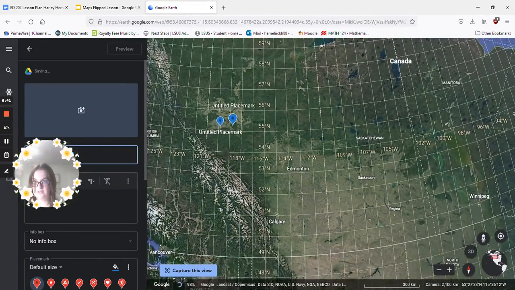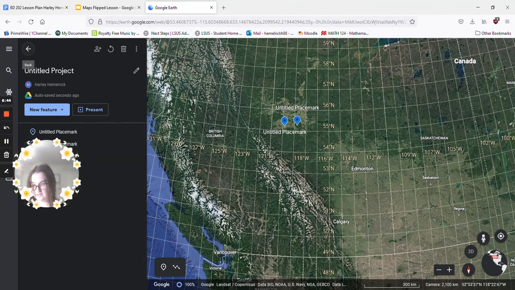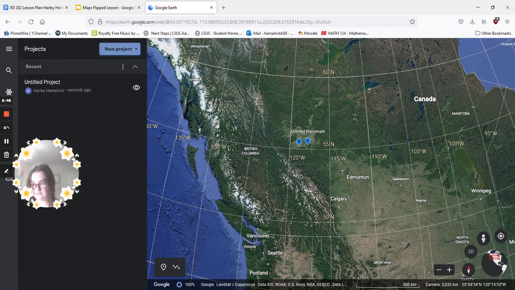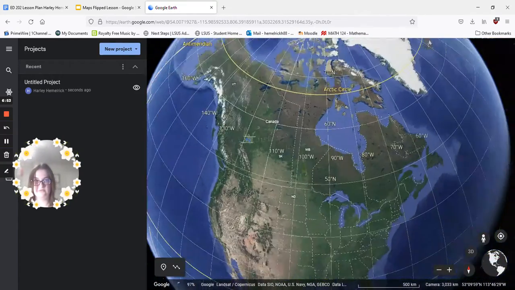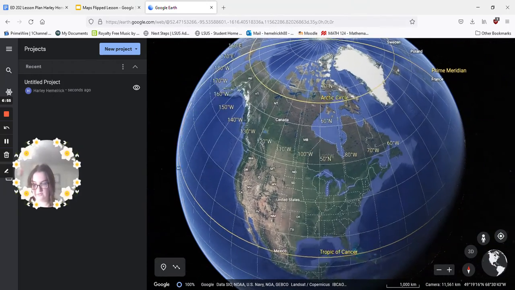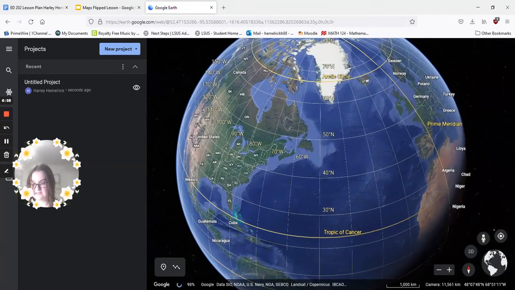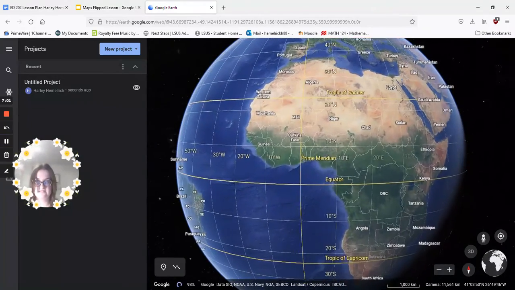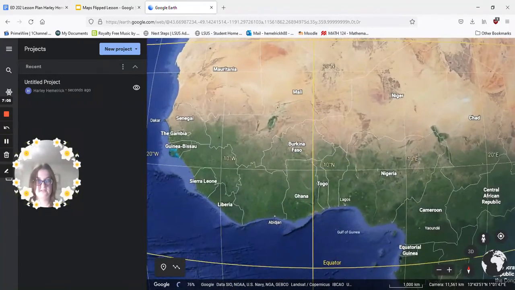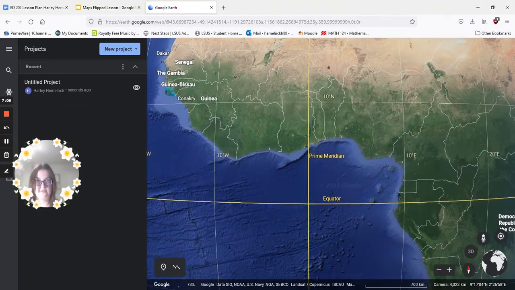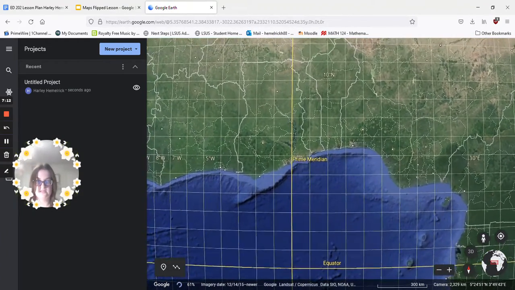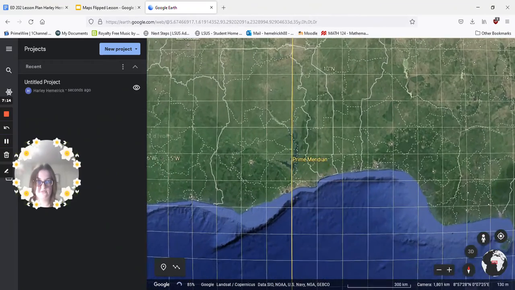All right, and then we're going to do our second one, which will be 9 degrees, 58 minutes north, and 76 degrees and 17 minutes east. So we're going to start here, then we're going to go up 9 degrees, which is just right here. It should be right here.